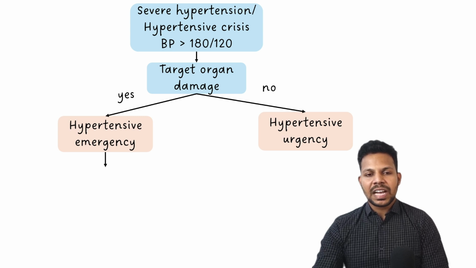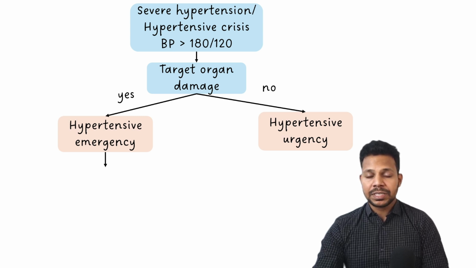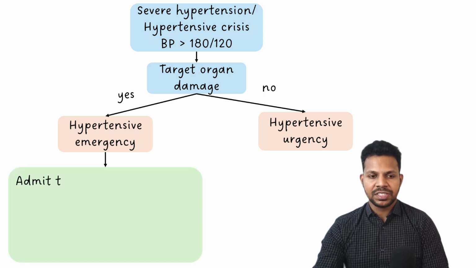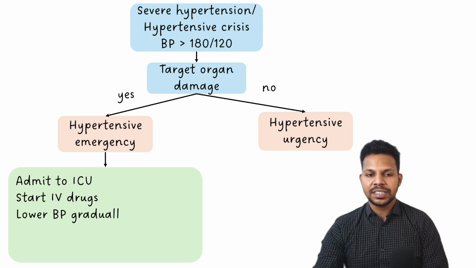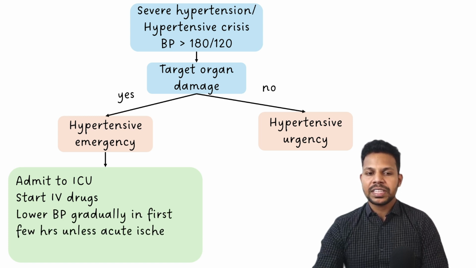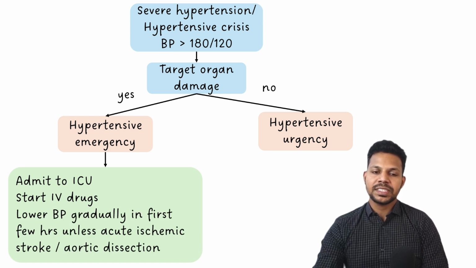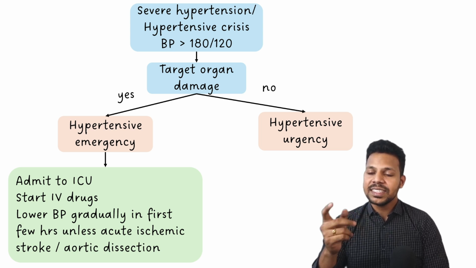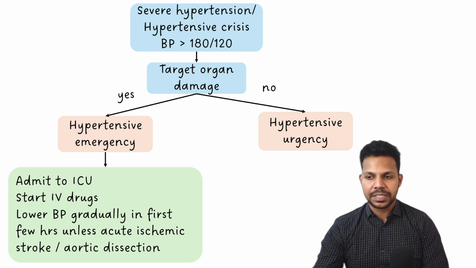When the patient is having hypertensive emergency, directly admit the patient to ICU because there is target organ damage. Start intravenous antihypertensive drugs and lower the blood pressure gradually in the first few hours, unless the patient is having an acute ischemic stroke or aortic dissection. The management in these cases is different. We'll be subsequently looking at them.